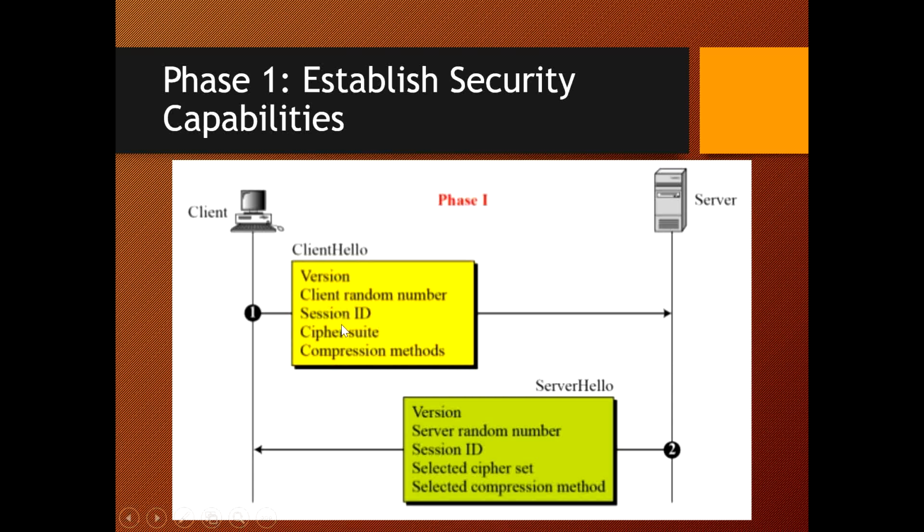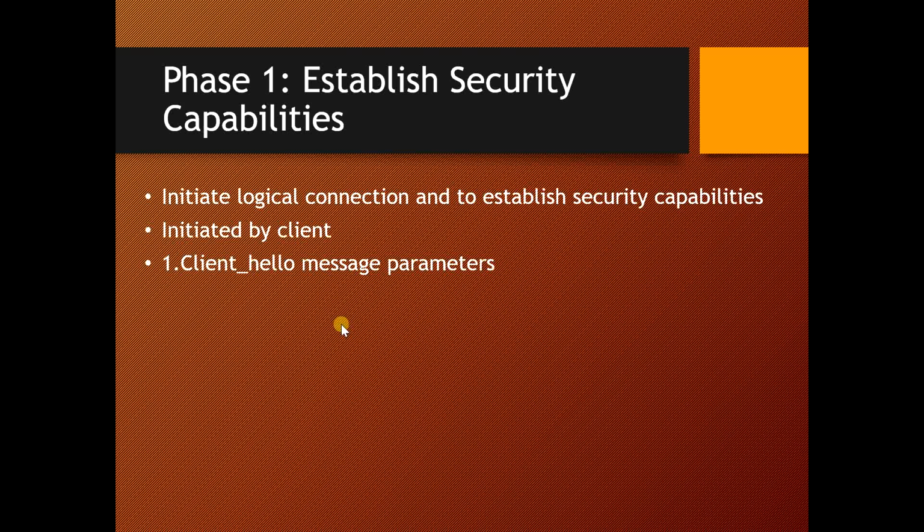So let us look into each of these parameters. Phase 1 will be used in order to initiate a logical connection and to establish the security capabilities associated with it. The exchange is initiated by the client, which sends a client hello message with the first parameter being the version.